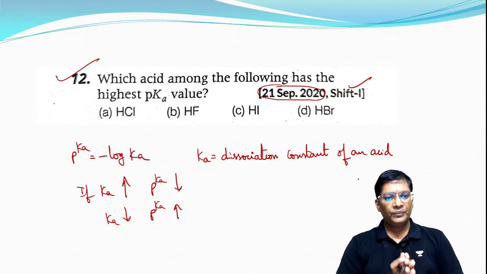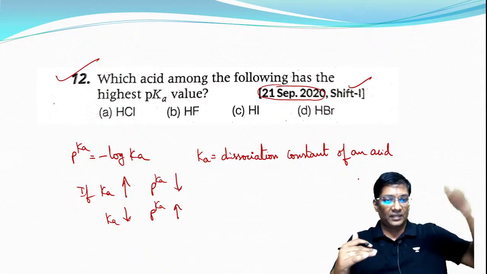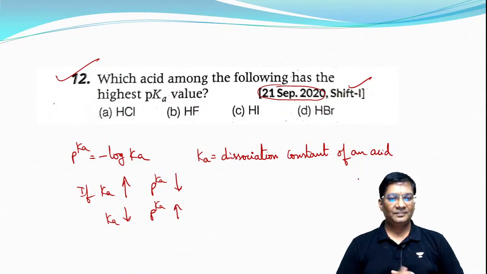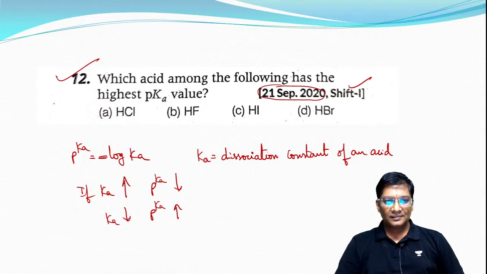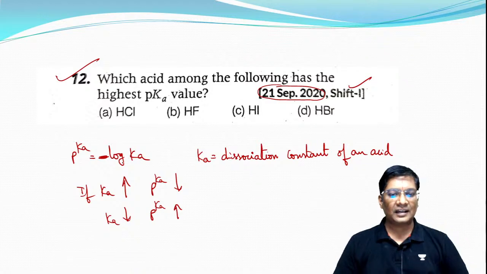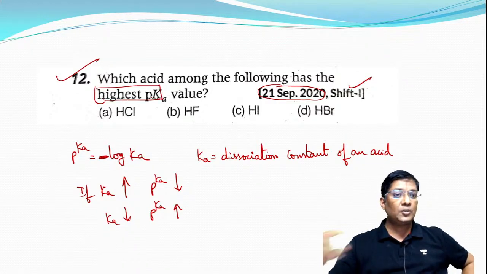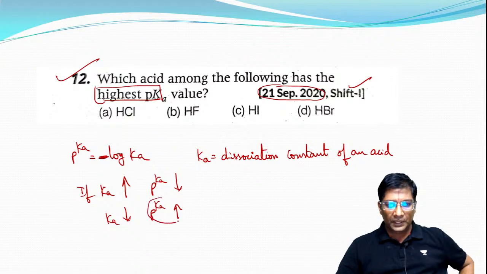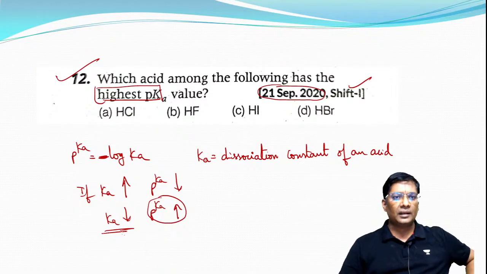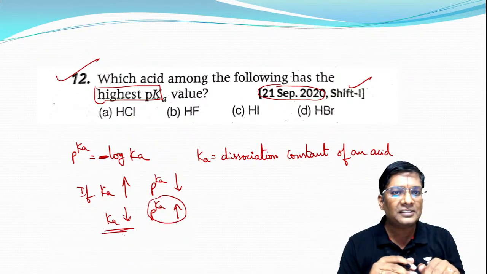This is the hint. If the Ka is more, pKa is less. If the Ka is less, pKa is more, because there is a minus here. So if the pKa is more, Ka value is less. Very good, Krishna, correct. The highest pKa means least dissociation.